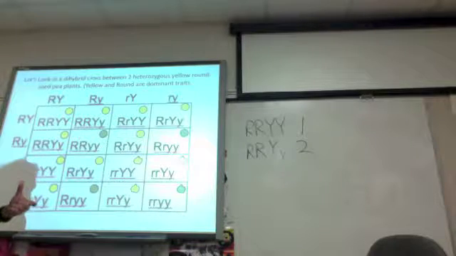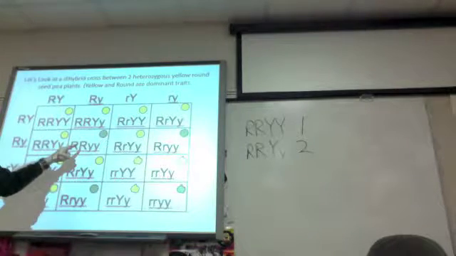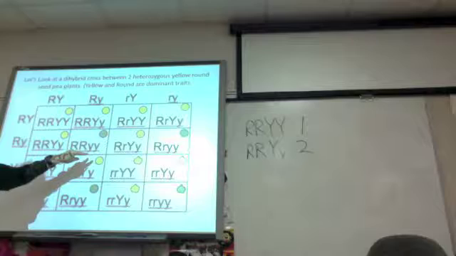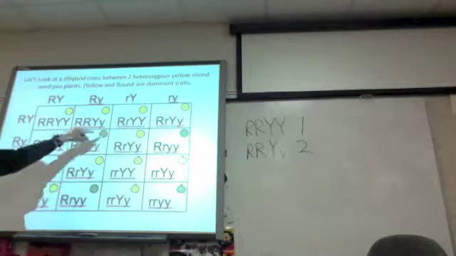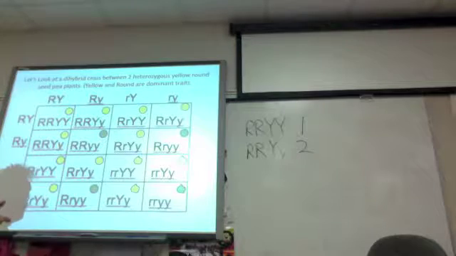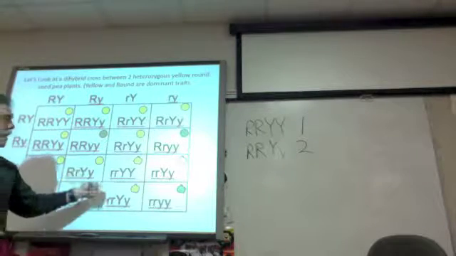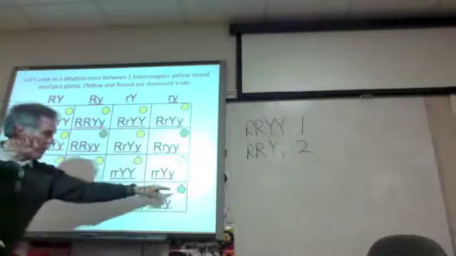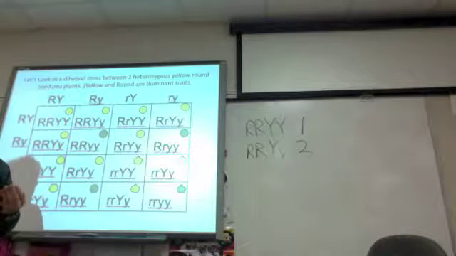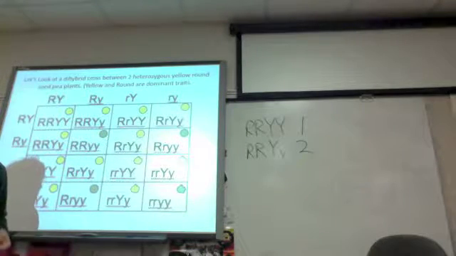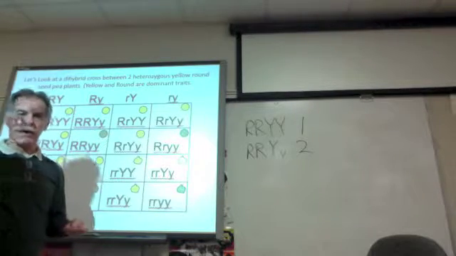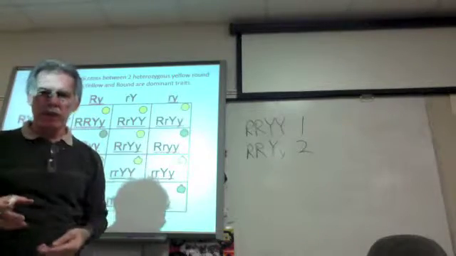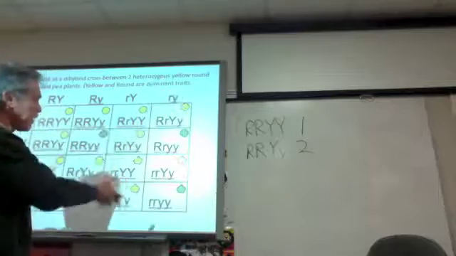Okay, how does it get to be round and green? Well, it has a big R, and it has 2 little y's, because that's the only time green shows up is when there's not a big Y. 1, 2, 3. What about the other possibilities? Well, what about wrinkled and yellow? 1, 2, 3. And then we have 1 that is wrinkled and green. 9 to 3 to 3 to 1 is our phenotypic ratio. That is the appearance, the ratio of the different appearances. And that's it. That's the only way that these can come out.